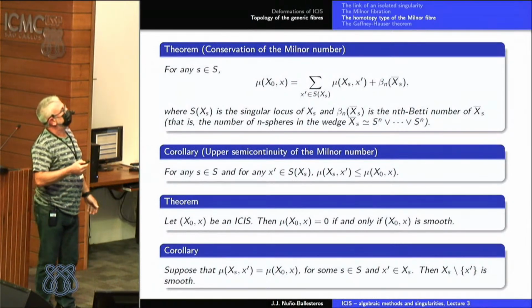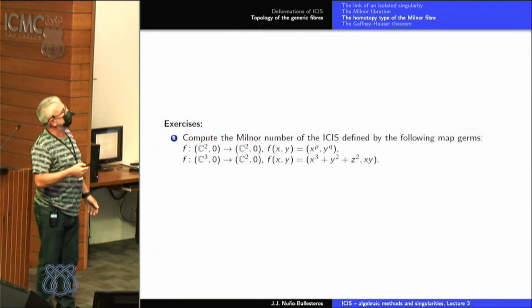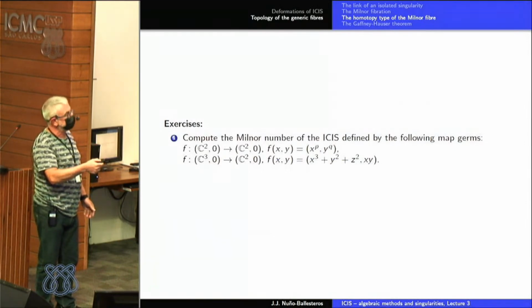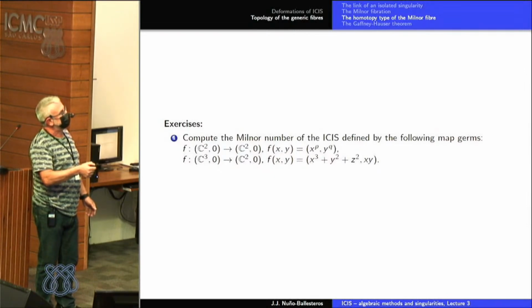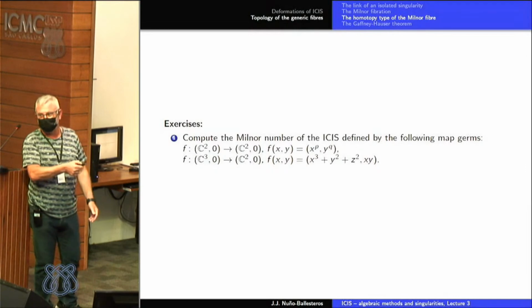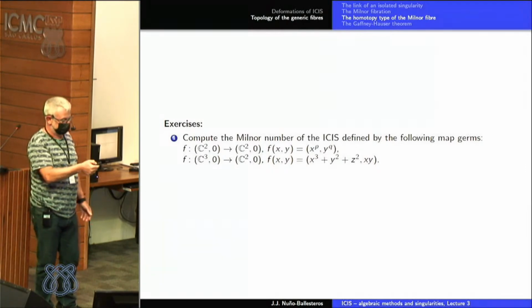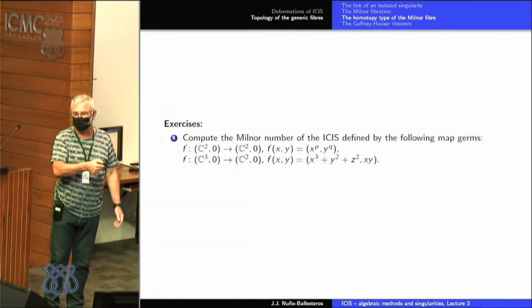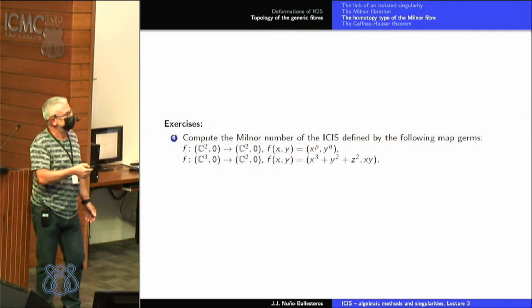Well, and then I will finish. See here, this is an exercise. Compute the Milnor number of these two ICIS. This is a zero-dimensional ICIS, and this is the S6 singularity. Okay, so you can guess which is the solution of the exercise.